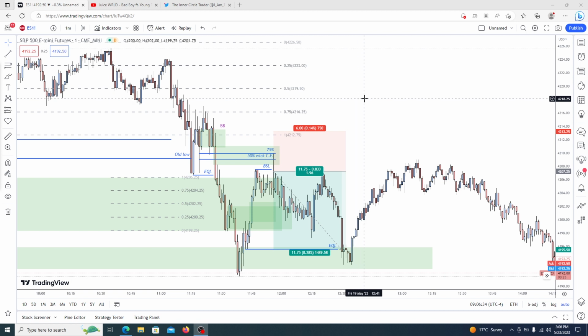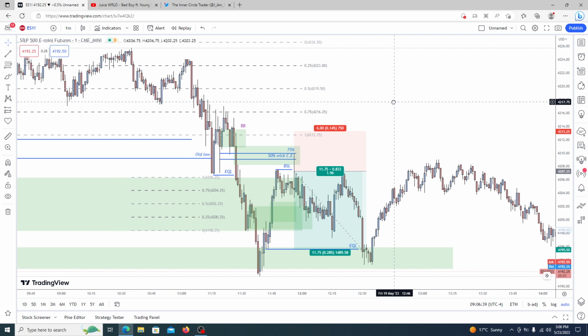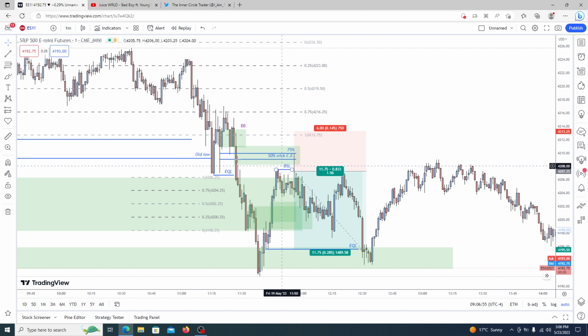To take a recap on the video, since I did stop the recording yesterday and I am resuming it today, we were talking about this fair value gap in here, which took out the buy side liquidity. We also had the consequent encroachment of this wick and the 75%. We traded up and we had a rejection block, or price rejected. It showed a willingness to reject from this fair value gap up here.